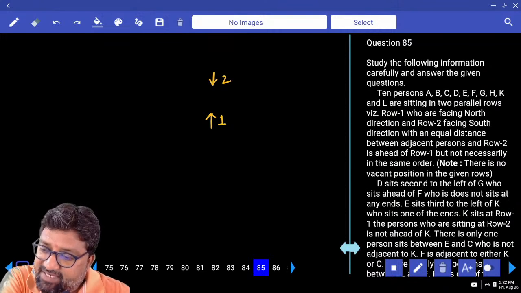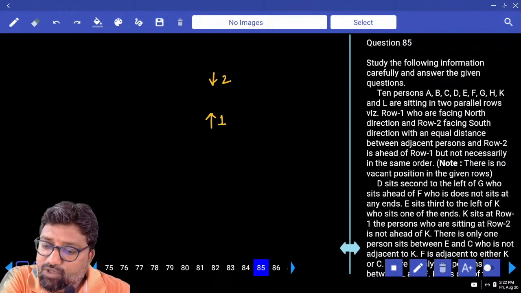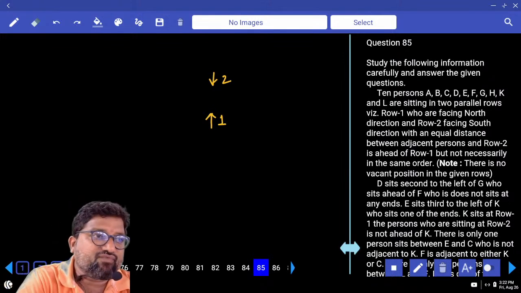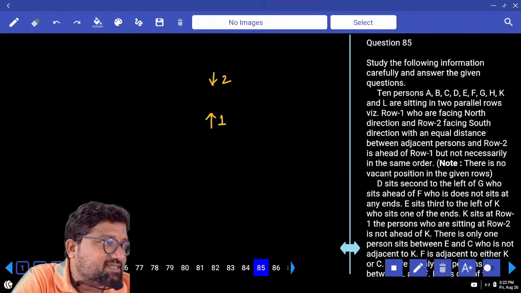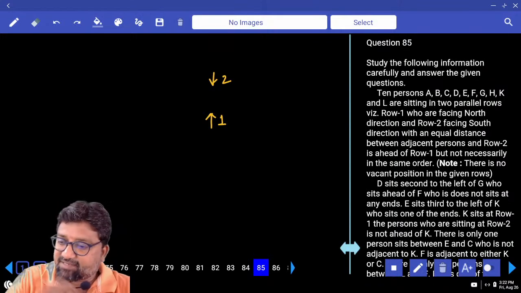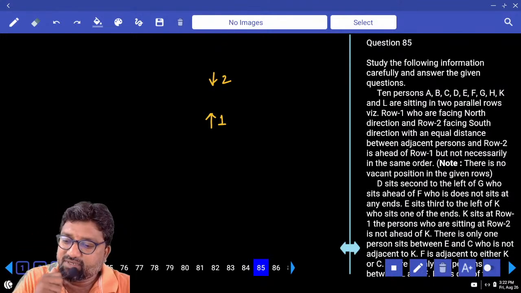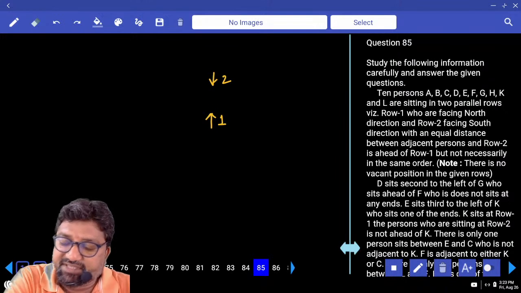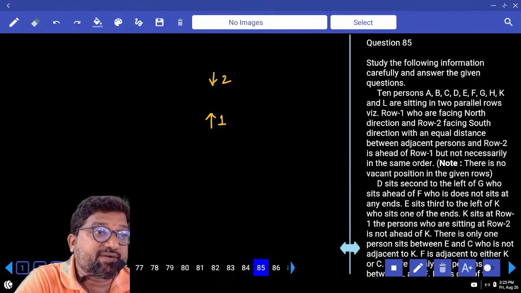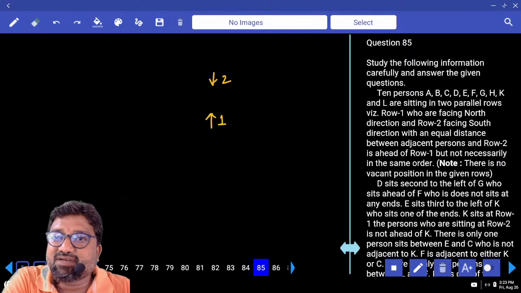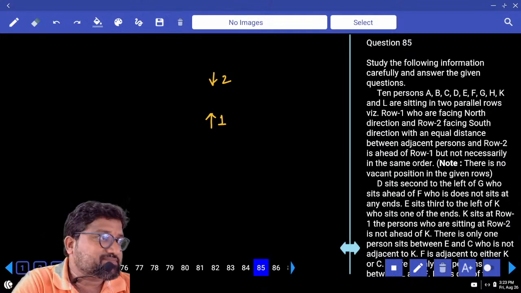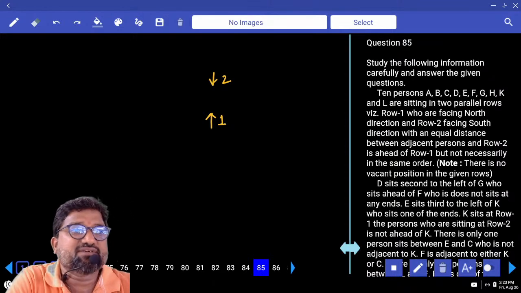With equal distance between adjacent persons, row 2 is ahead of row 1. Correct? Row 2 is ahead of row 1. Next, they are seated but not necessarily in the same order. There is no vacant position in the given rows. If there are 10 people, exactly there are 10 chairs. Why? Because no place is vacant, meaning no chair is vacant.